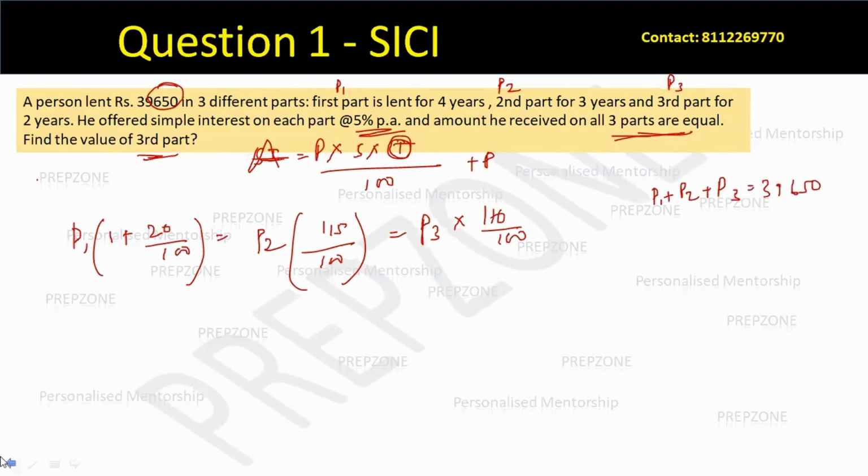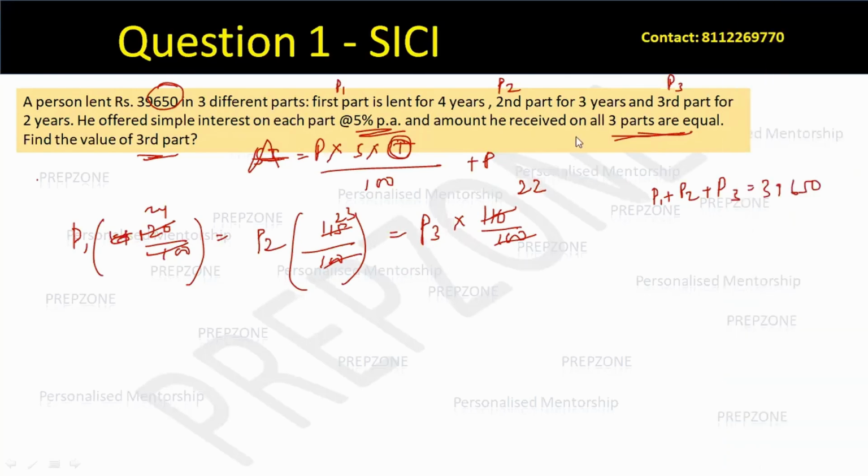Now not sure ये क्यों नहीं हुआ? It's simple, right? This is nothing but 120. 100 cancel हो गया. All of these will go by 5. So what is this? 24, 23, and this is 22. 22 P3 is equals to 23 P2 is equals to 24 P1.